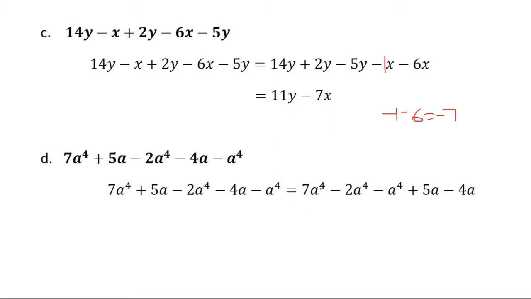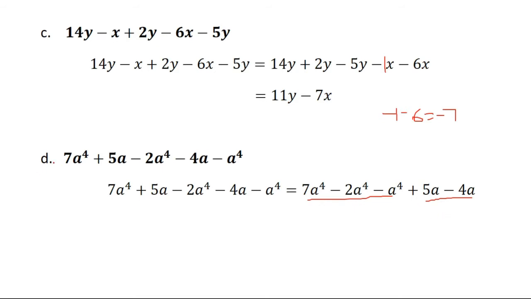7a raised to the power 4, minus 2a raised to the power 4, and minus a raised to the power 4 are like terms, so we group them together. Then 5a and minus 4a are also like terms, so you group them together too. Remember, when you are grouping the like terms, we don't change any of the signs, we just change the position.